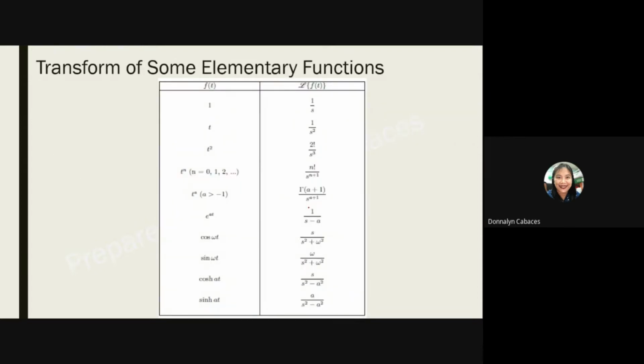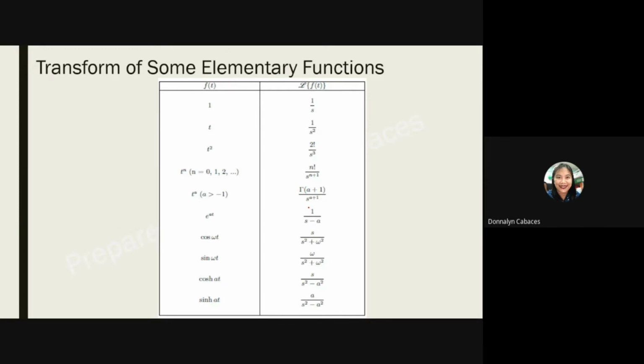This is the table that I am telling you, in which these are already presented in most differential equations and advanced engineering mathematics books. These are some elementary functions and their equivalent Laplace transform. So if you do not want to use this table, then you may use the definition of Laplace transform, wherein on the first column are the functions of t. So you multiply it with e to the negative st, and you integrate the product with respect to t from 0 to infinity. And the result would be the Laplace transform, or the function of s on the second column of this table.